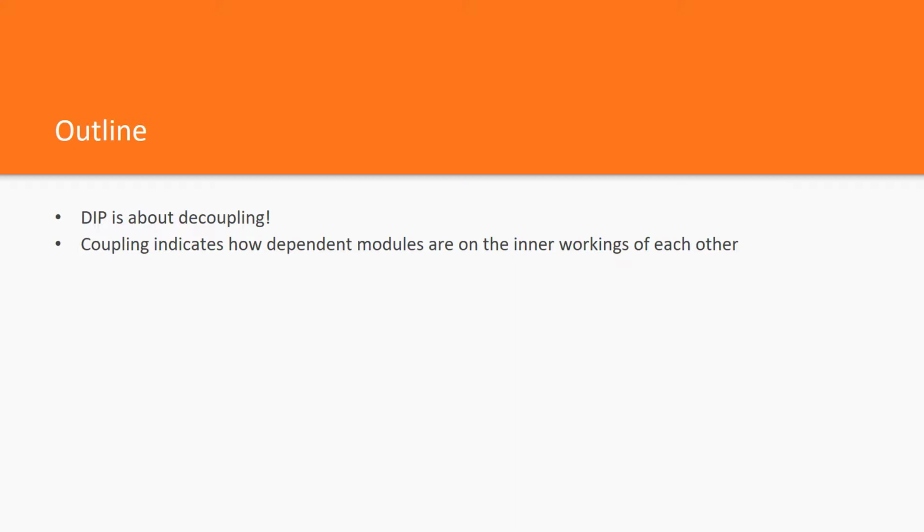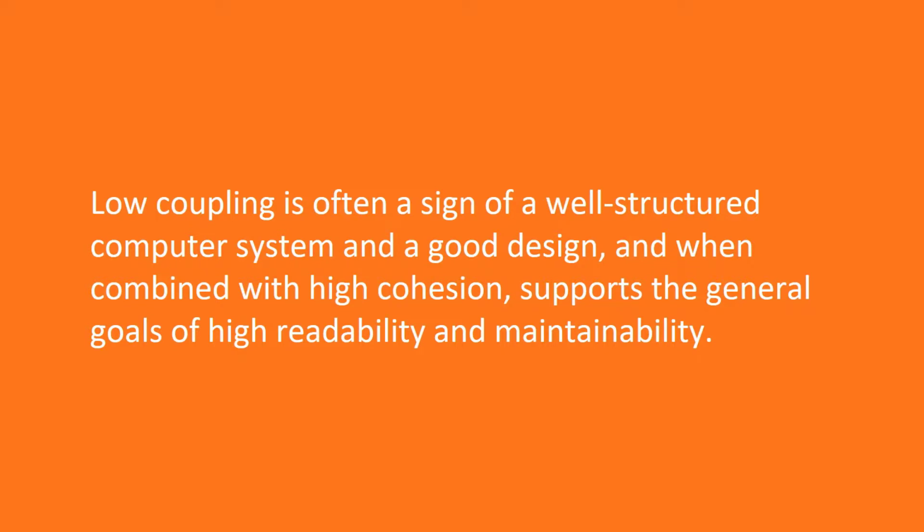So decoupling is what we strive for. It is the process of achieving loosely coupled modules. You can understand modules here as both classes or assemblies. The DIP is applicable at different levels, at the source code level and the binary level. If you look at Wikipedia, you'll see that low coupling is often a sign of a well-structured computer system and a good design, and when combined with high cohesion, supports the general goals of high readability and maintainability.